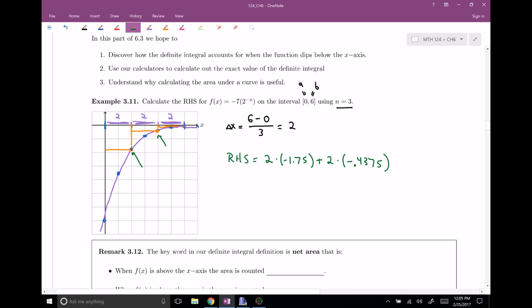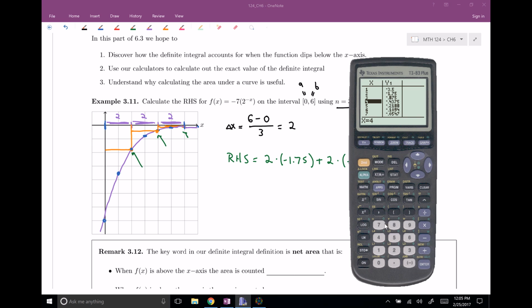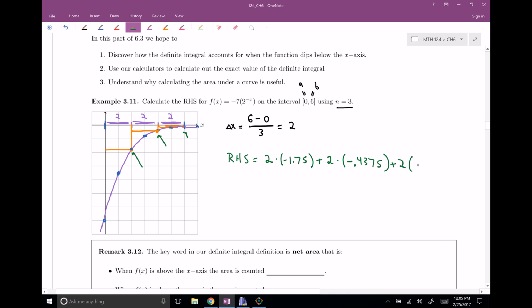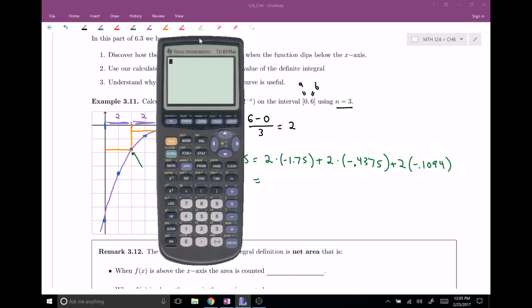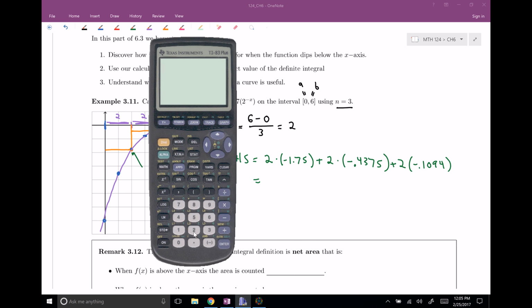Added a little bit of a dot there. Plus 2 times, and here at 6, again using the right-hand endpoint, right Riemann sum. There we go, negative 0.1094. And so let's see, I can go ahead and calculate this. And I think you can already see what's happening here. I'll emphasize this in 1 second.